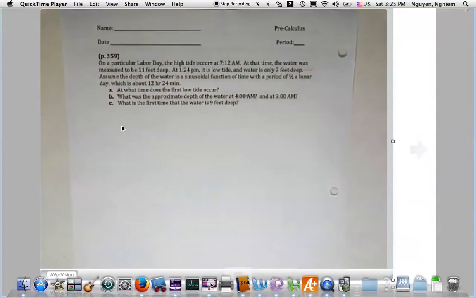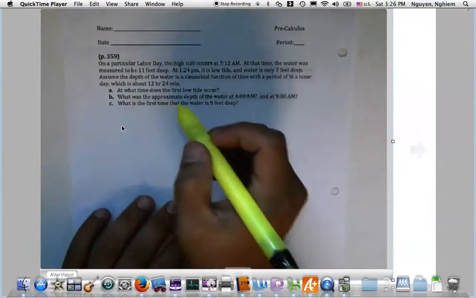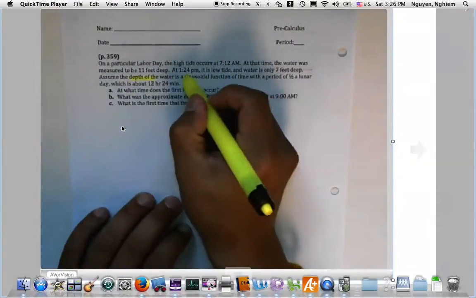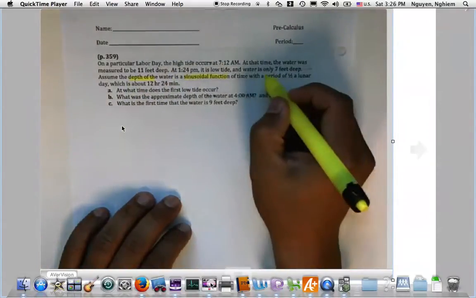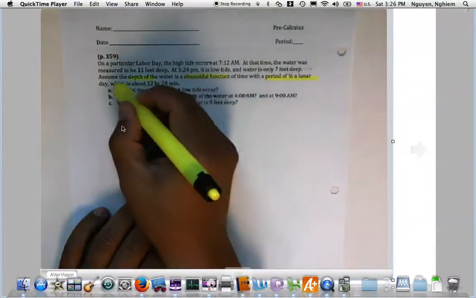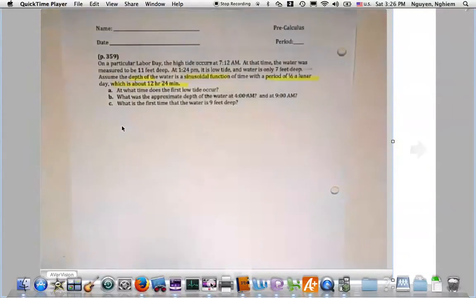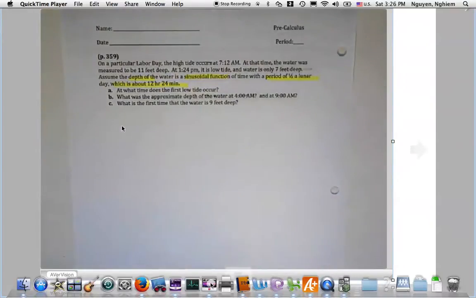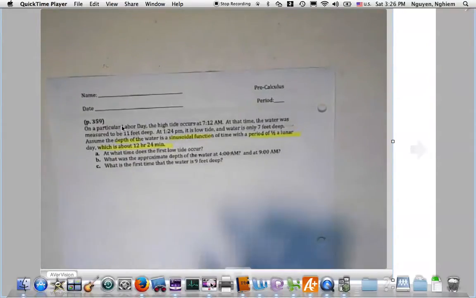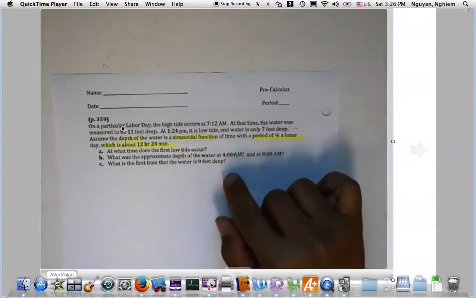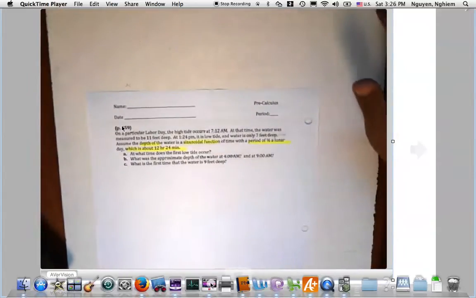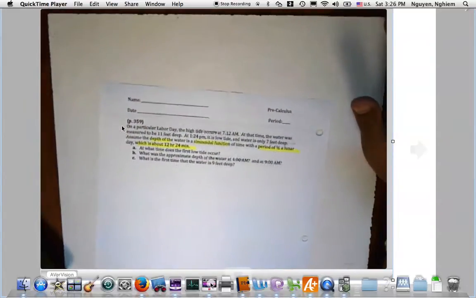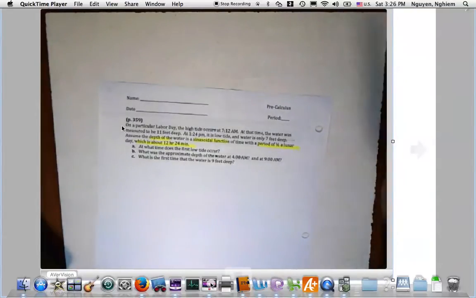Okay. And so there's a whole lot of things going on here. But one of the most important pieces of information that the problem is nice enough to give us is that the depth of the water is a sinusoidal function. And not only that, it gives us the period, which is about 12 hours and 24 minutes. So knowing that, we can answer these three questions really pretty quickly if we know what the function is. And so what we need to do is figure that out.